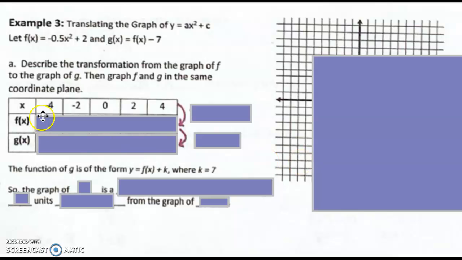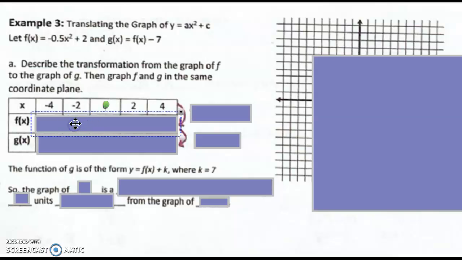Okay, example 3. We have f of x equals negative 0.5x squared plus 2, and g of x is f of x minus 7. Alright, so this is kind of like what we did before when we start with f of x not being the parent function. So it says to describe the transformation from the graph of f to the graph of g, and then graph f and g in the same coordinate plane. So this is when we use the two different y values here.